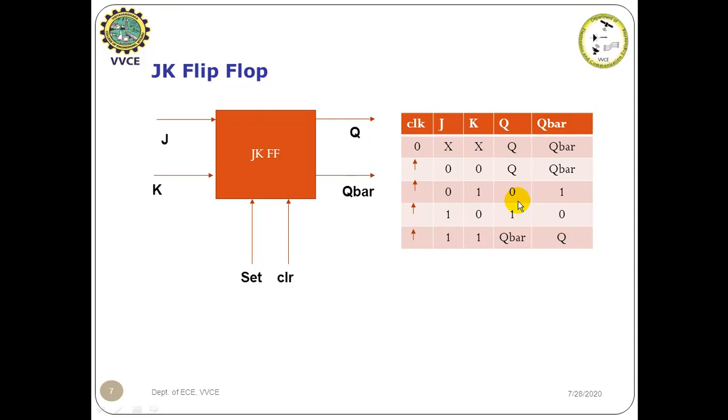The output of Q is 0 and the complemented term is 1. Similarly, I will give input to J as 1 and K as 0. Output Q is 1 and Q bar should go to 0. And lastly, for J, K combination 1 and 1, the outputs Q and Q bar should toggle with each other. This means the drawback in an SR flip-flop, the forbidden state, I am overcoming by using the JK flip-flop, by replacing the forbidden state with the toggle state.